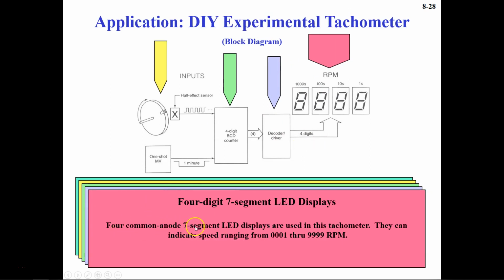So 4 common anode 7-segment displays can be used in this tachometer, and they can indicate speed ranging from 0001 through 9999 RPM. This type of circuit you can make in the lab using the lab equipment, and you can operate an experimental tachometer.